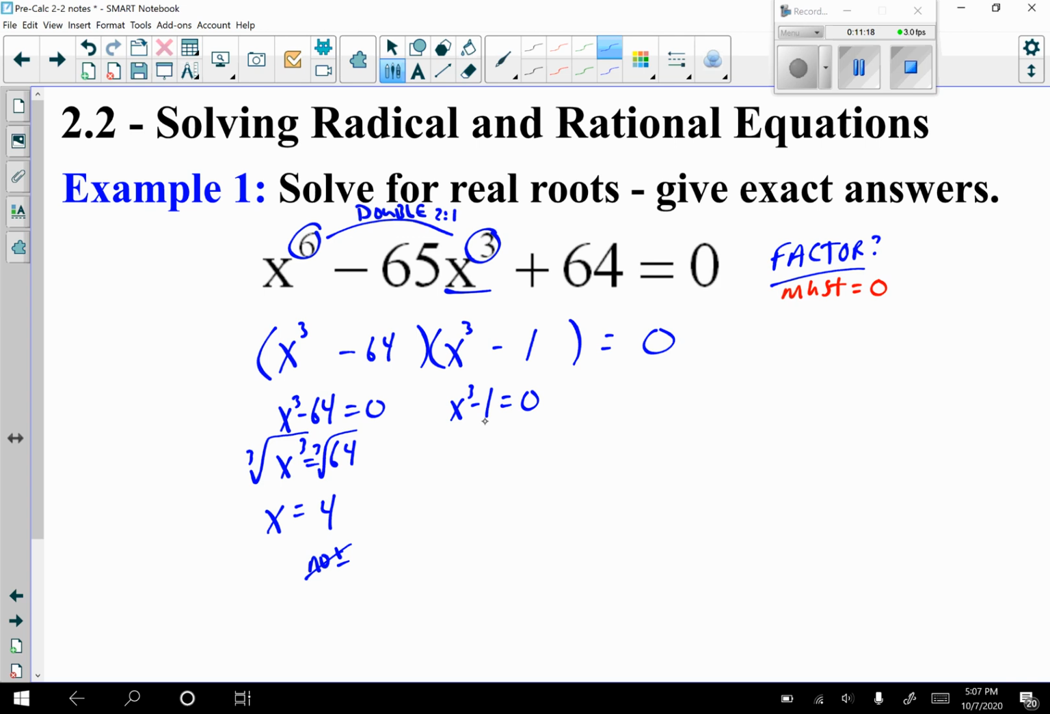Same thing over here. Now, some of you might have thought we can factor this more, which you could, but look how easy it is to solve without factoring. Add the 1, cube root, and the cube root of 1 is 1. If you would have factored this more, we would have gotten x minus 1 times x squared plus x plus 1. Okay, maybe we want to try that. Well, here is x equals 1. That's the only answer. This one is a quadratic formula problem, and it will not have any answers in it.